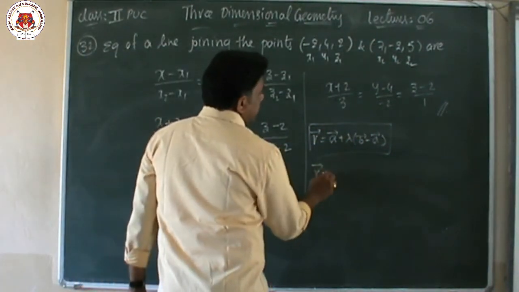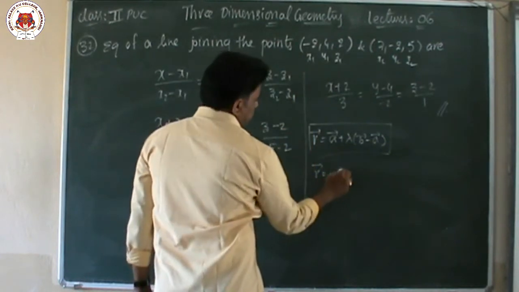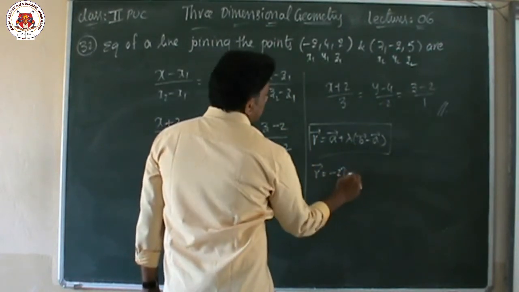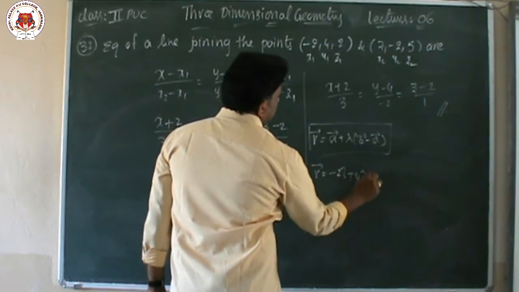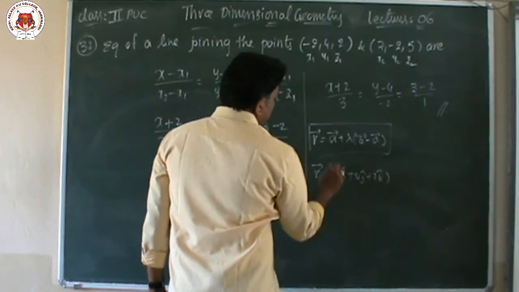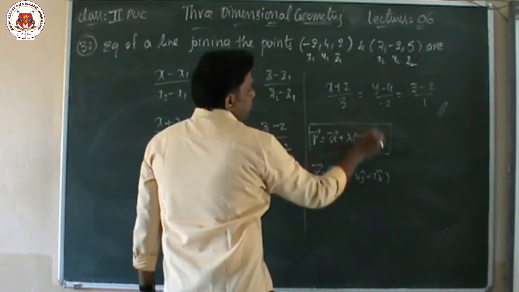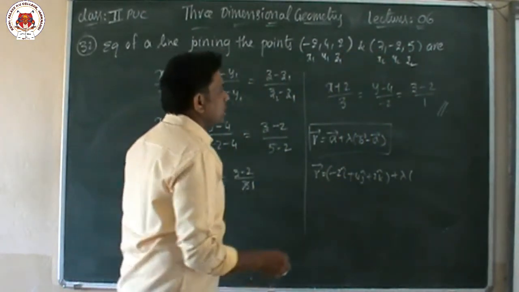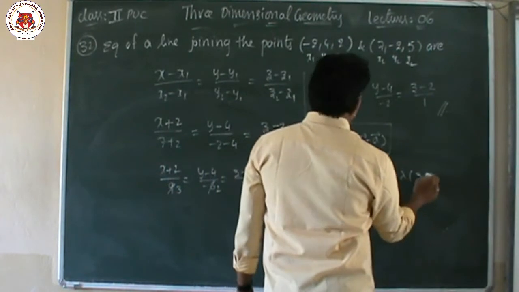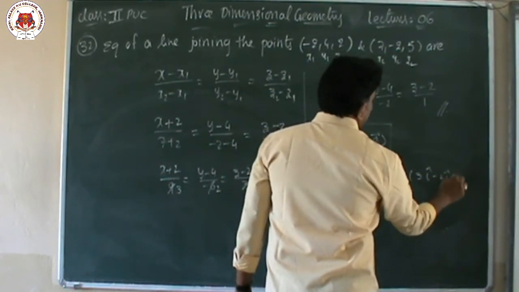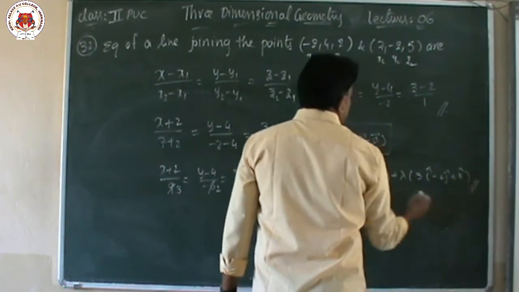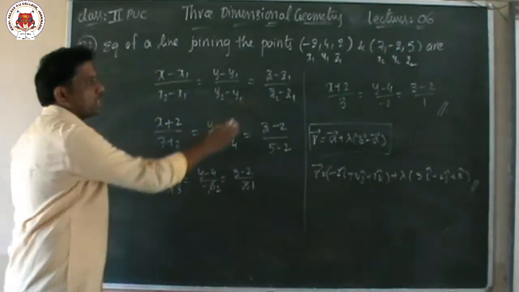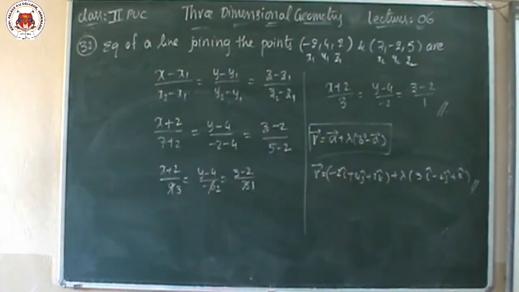Here we can write a vector as the first point, first point or second point, your wish. So 2i cap plus 4j cap plus 2k cap, this is the passing point, plus lambda into (b minus a), which is this. It is nothing but we can write like this also: 3i cap minus 2j cap plus k cap. Like this we can do the vector form. This is the Cartesian. Now we'll go to the next question.